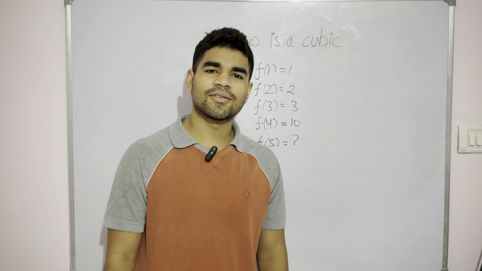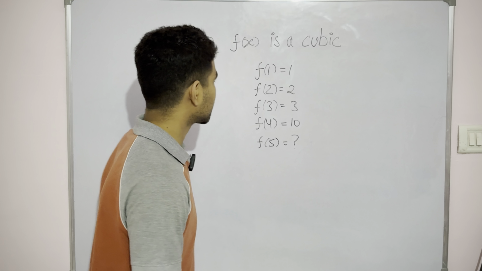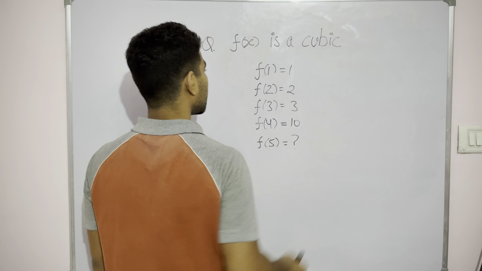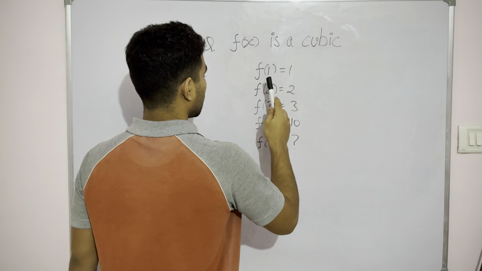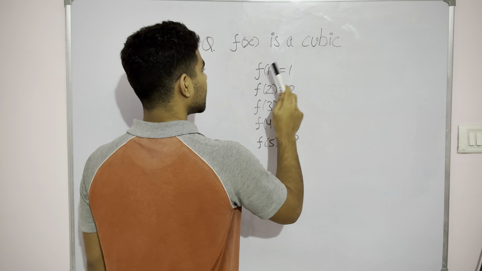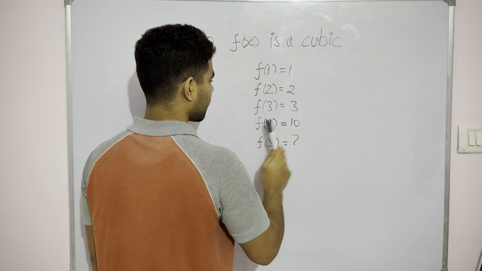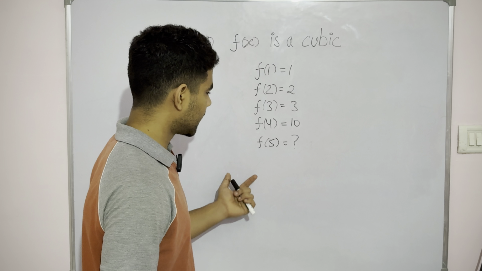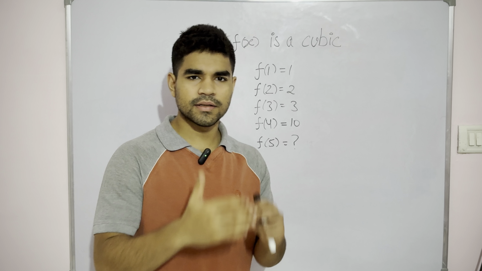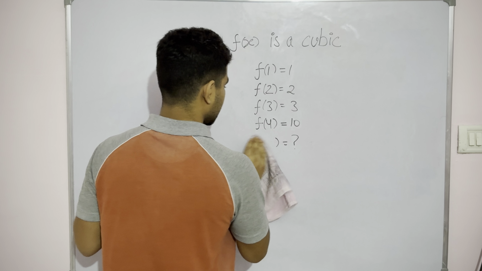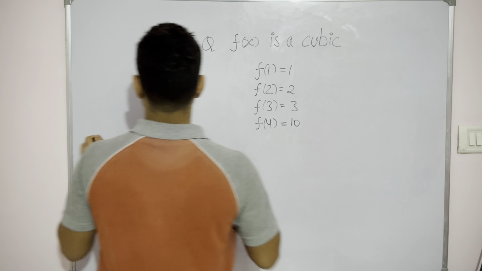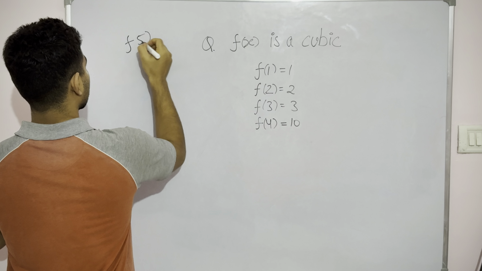Here we have a question on polynomials where we have a function f(x) which is a cubic polynomial, and we know the values of f on some inputs: f(1) is 1, f(2) is 2, f(3) is 3, f(4) is 10, and we need to find the value of f(5), which means we need to find the value of that polynomial. So let's save this f(5) somewhere else. We need to find the value of f(5), right?